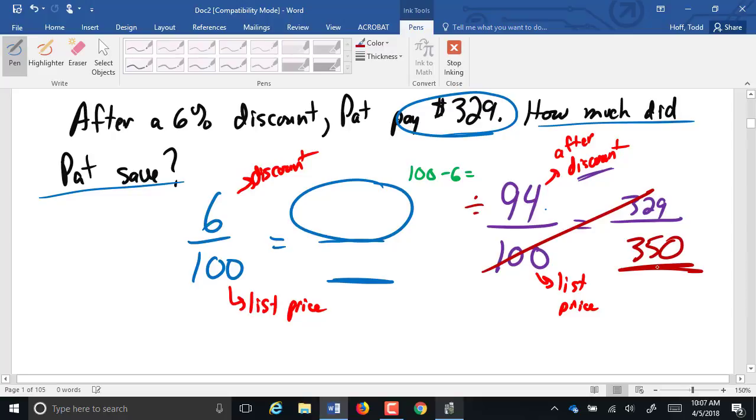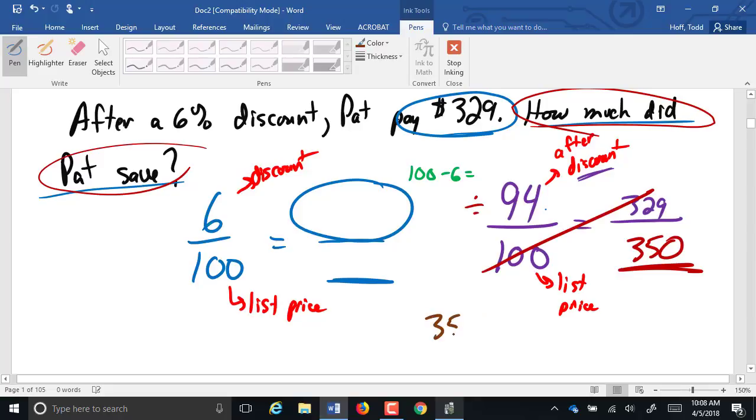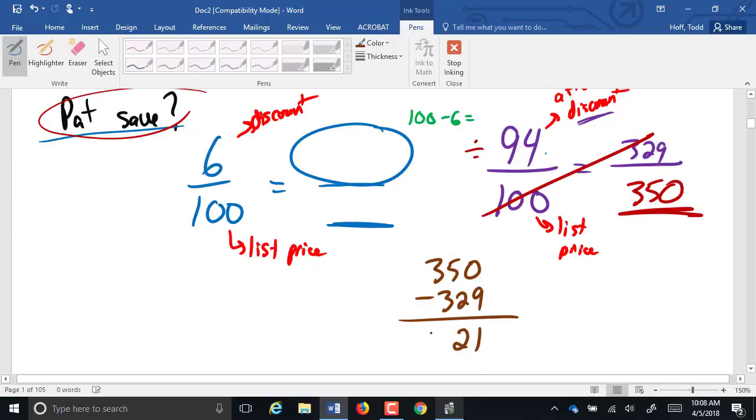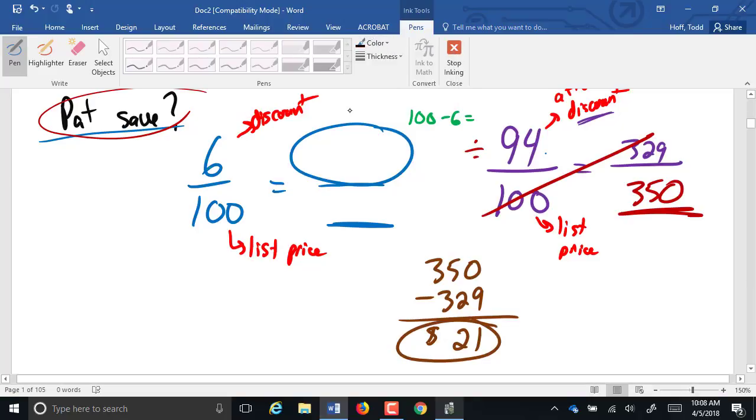Is that our answer? That's the full price. We're asked, how much did Pat save? So we do still have to go back and subtract. $350 is the full price. Pat paid $329. The difference is $21. Pat saved $21. So using the complement doesn't guarantee that we don't have to go back and add or subtract. It just means we are able to match it up with that price after the percent has been applied. Any questions there?